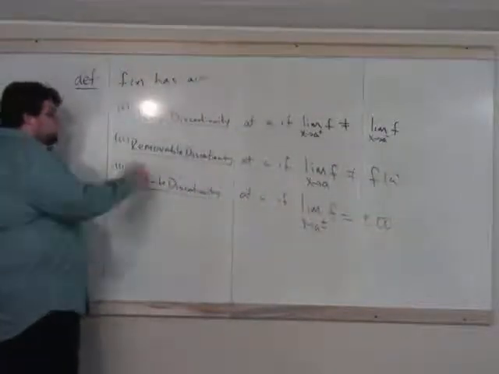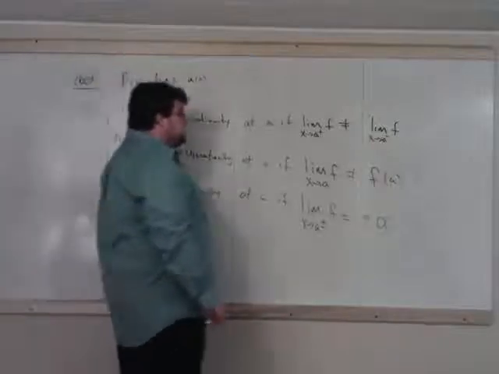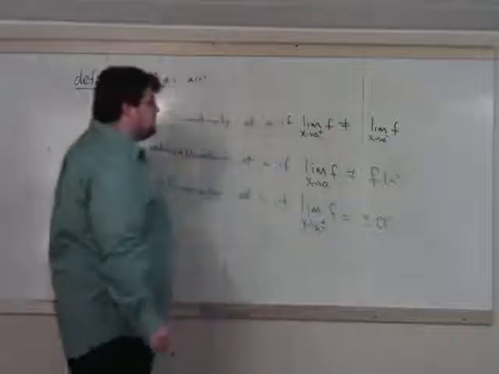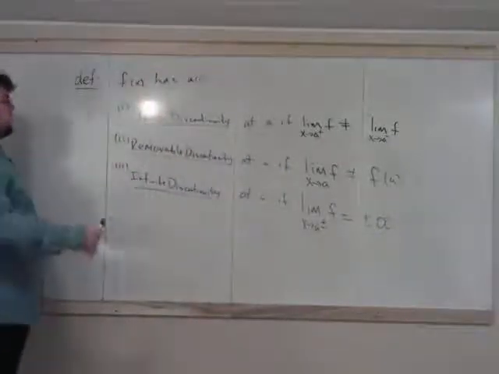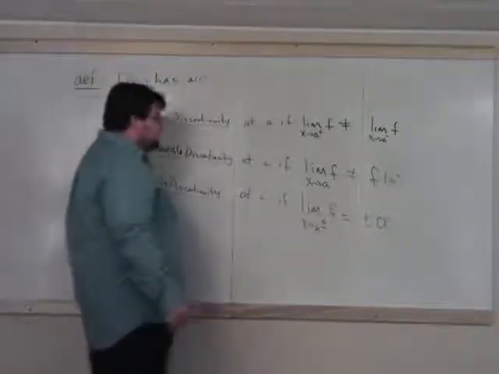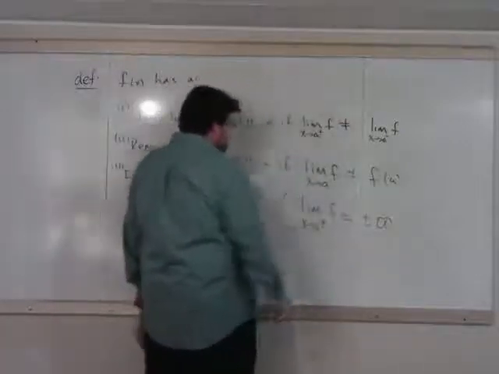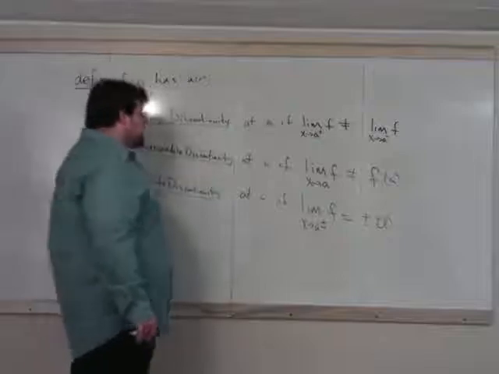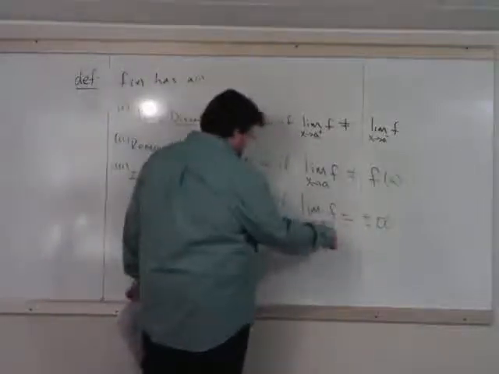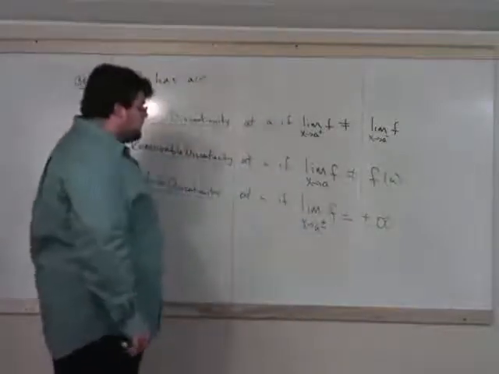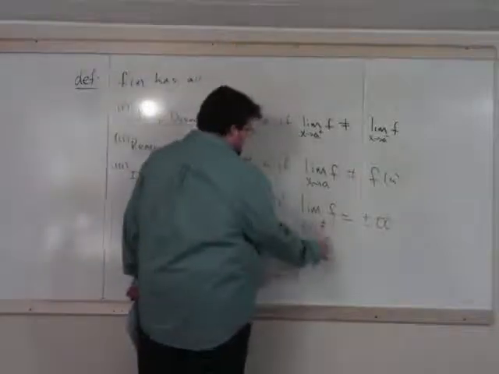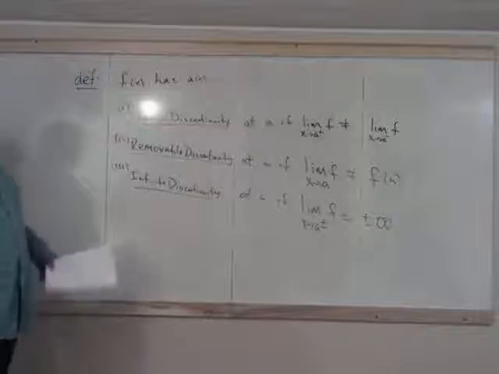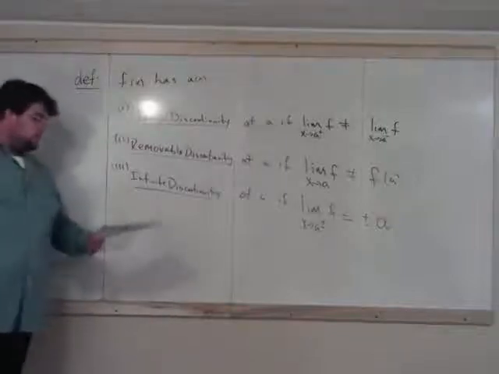F has a removable discontinuity if the limit exists, but it's not the same as the function. And F has an infinite discontinuity at a point if the limit on either side of that point is positive or negative infinity. Here, this is an abusive notation. This notation doesn't actually exist with the positive negative there, but I'm going to use that to mean the limit on the left or right is positive or negative infinity in that case.